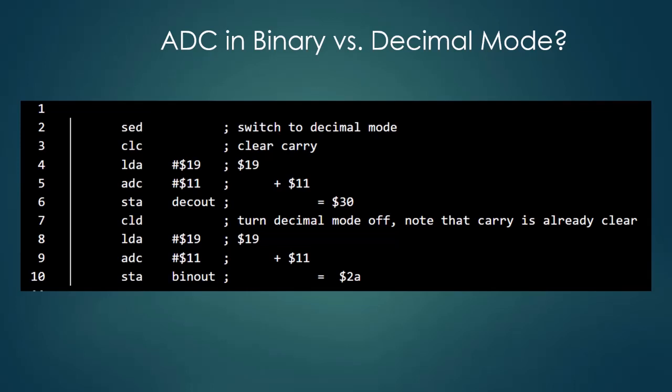However, if we turn off decimal mode and then do the same addition, it would result in hexadecimal 2A, which is what you'd expect if you're doing regular binary arithmetic.